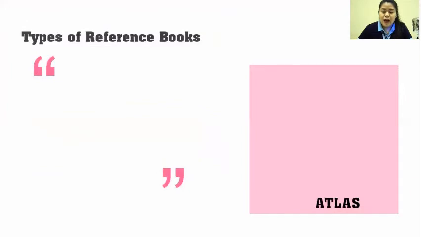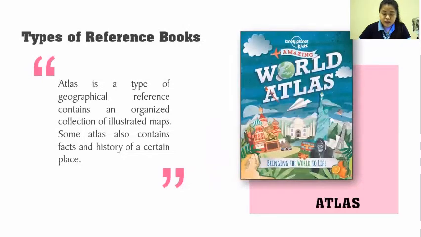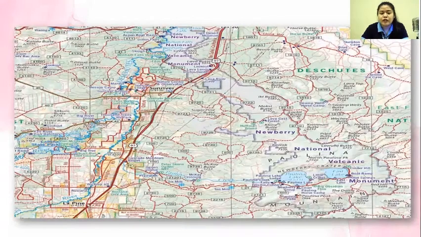Next is Atlas. Atlas is a geographical reference containing an organized collection of illustrated maps and it shows geographic features like topography of an area, political boundaries, and statistics. Some atlas also contains facts and history of a certain place. So, kapag kailangan nyo po ng reference or information about place, pwede po kayong gumamit ng atlas. So, ito po yung mga example ng laman ng atlas.